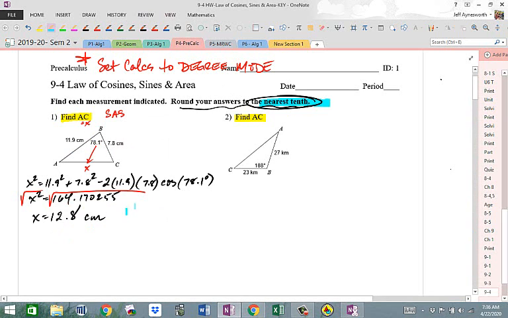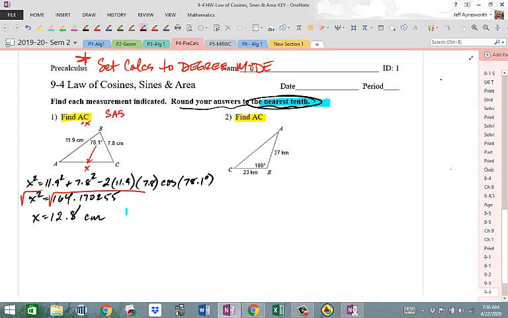All right. So there's your first one right there. That's a classic case of how to use the law of cosines, where you have the side-angle-side condition, where you have two sides and an included angle, which means the angle between them is included, and you're trying to find the opposite side of the angle. All right, classic case of the law of cosines.